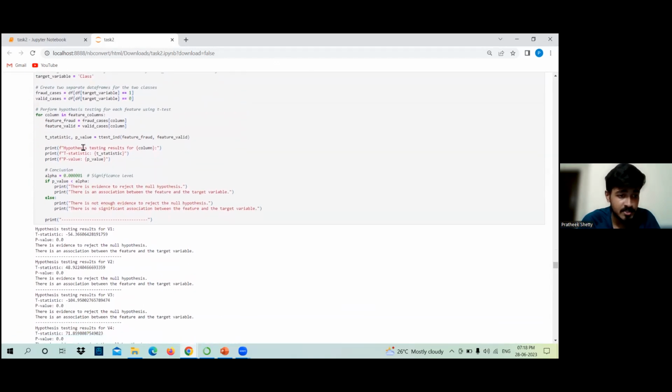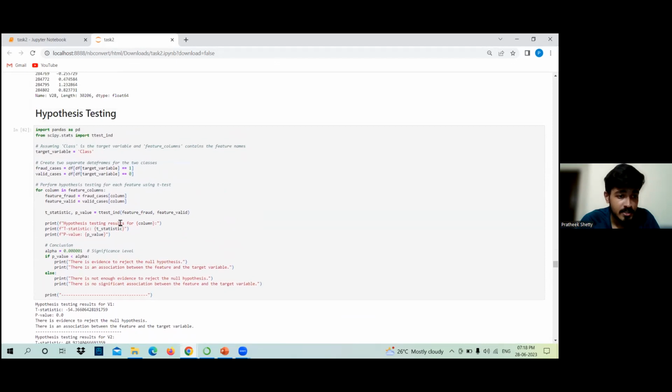Then I performed hypothesis testing. Here I used an alpha value of 0.000001, which isn't usually used in commercial practice. Usually the alpha value used is 0.05, but for a better prediction, I used 0.000001, which means a confidence of around 0.999999.